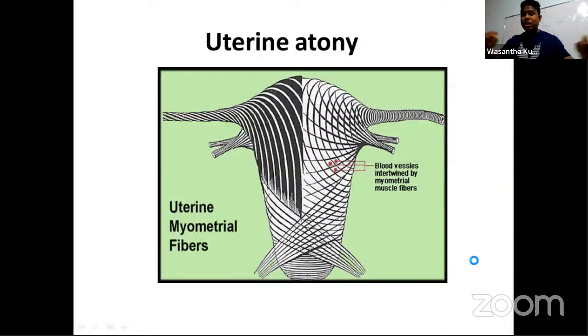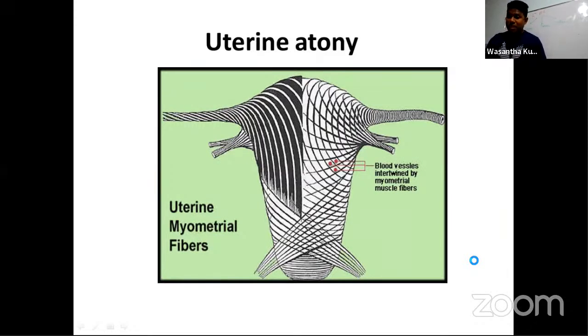If the uterus is not contracting after delivery, it will be soft and boggy, and the level will be above the level of the umbilicus, and the patient can have massive bleeding. This is called uterine atony. In more than 90% of cases, primary PPH is because of atony.